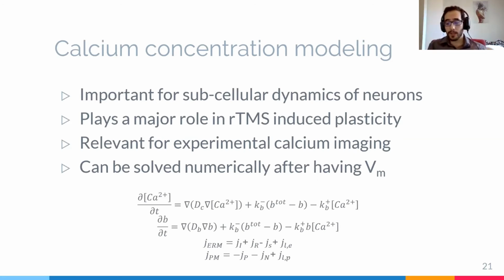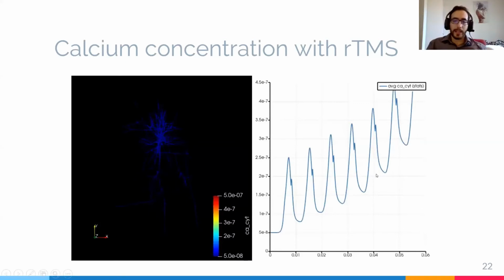And with the help of some collaborators, we're doing some of these calcium concentration modelings, and there are a bunch of equations that we numerically solved after having the membrane potentials. And here are some quick results that we have. So basically, we have applied an rTMS to a neuron, a realistic neuron. And when I play the video, you'll see the calcium concentration throughout the neuron.